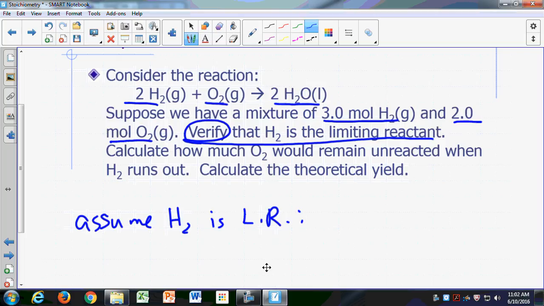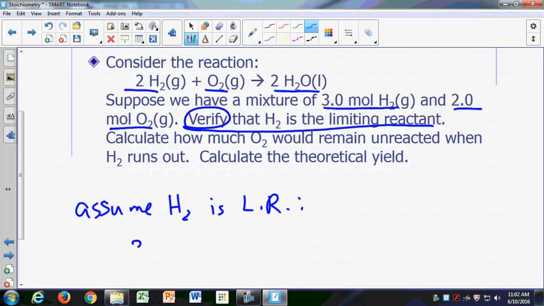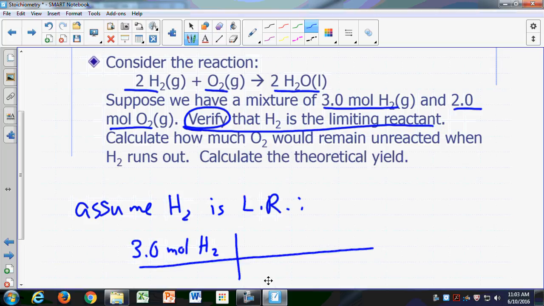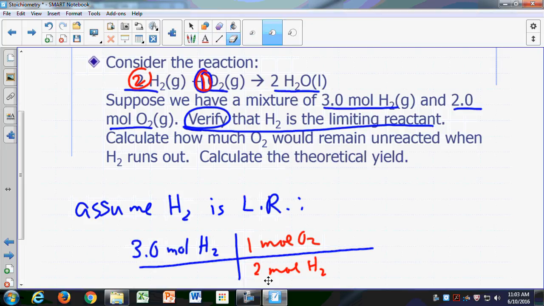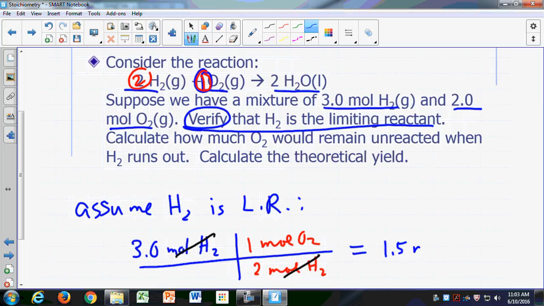Okay, then you can say 3 moles of H2 would be consumed, right? And we can figure out the amount of O2 that will also be consumed. The O2 to H2 ratio is 1:2. 1 here, 2 there, right? So 1 mole of O2 is also consumed when 2 moles of H2 is consumed. So that gives us 1.5 moles of O2 consumed.